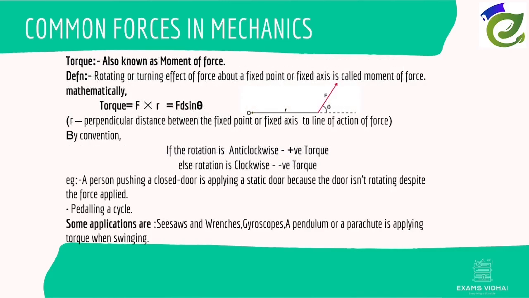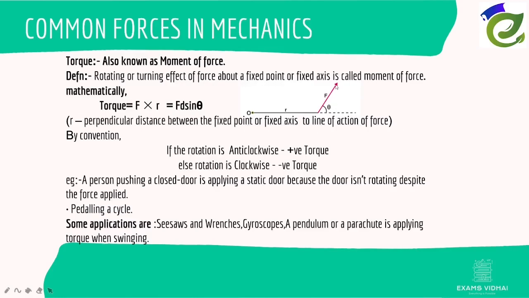Now coming to torque. It's also known as moment of force, and torque is also known as rotational force. As the definition says, the rotating or turning effect of a force about a fixed point or fixed axis is called moment of force. Mathematically, torque is defined as F d sin theta or F r, where r and d denote the same value, that is, the perpendicular distance between the fixed point or fixed axis and the line of action of force.